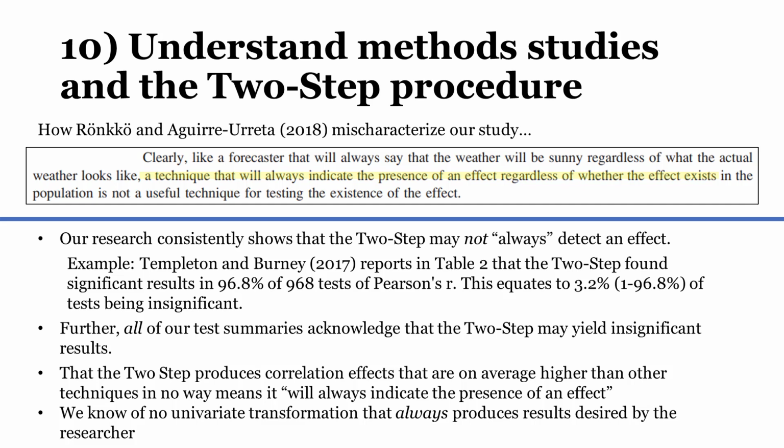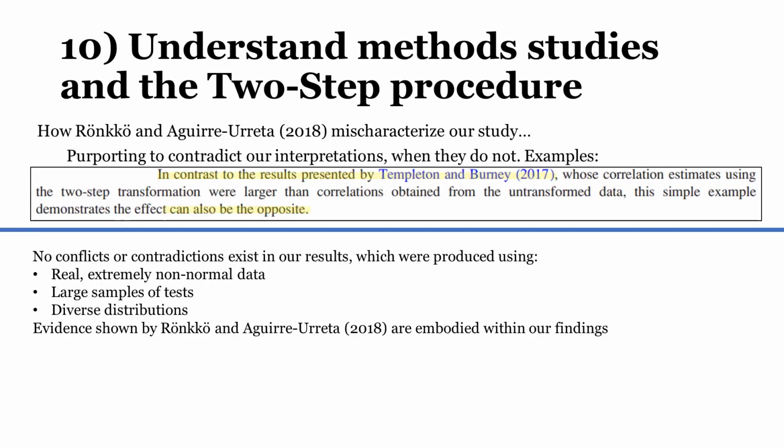In fact, in all of the test summaries we provided, the two-step varied in its efficacy and sometimes yielded insignificant results. Because the two-step produces correlation effects that are on the average higher than other techniques, in no way should that be interpreted that it will always indicate the presence of an effect. We never asserted that the two-step always produces results desired, and we know of no transformation that does that. There are several other examples of this, where the authors try to contrast reality with what we said.